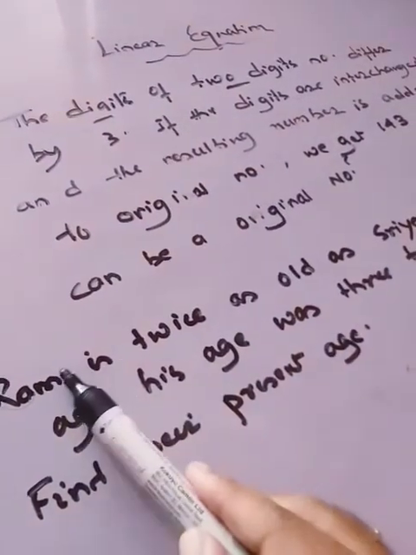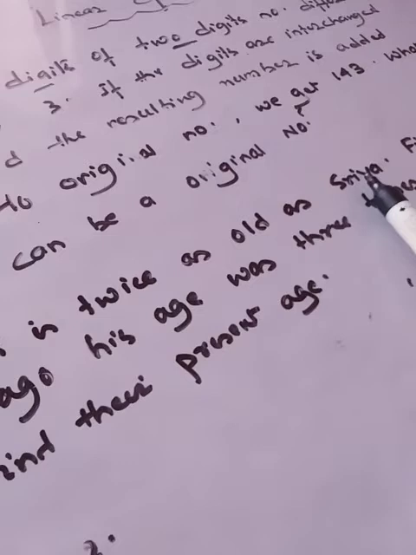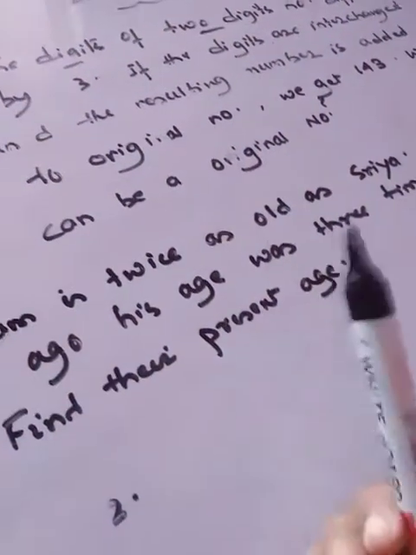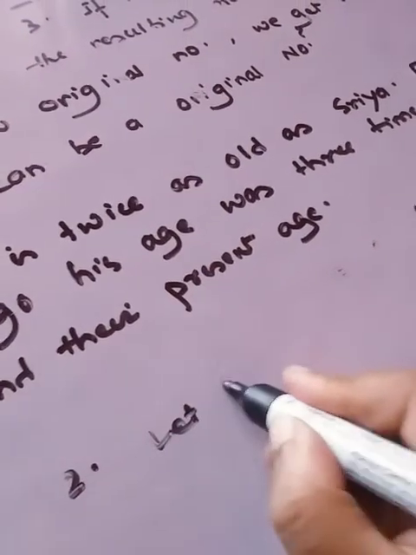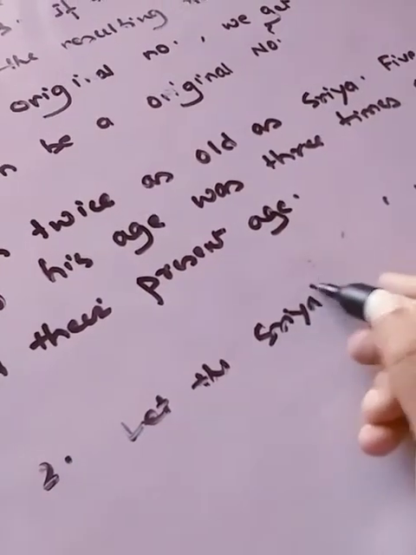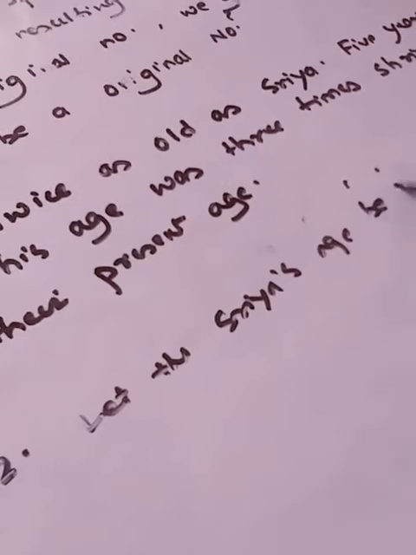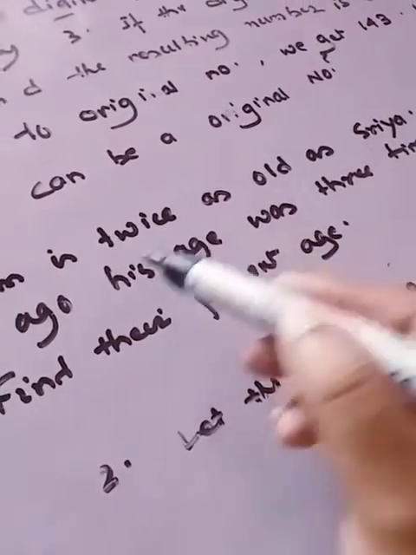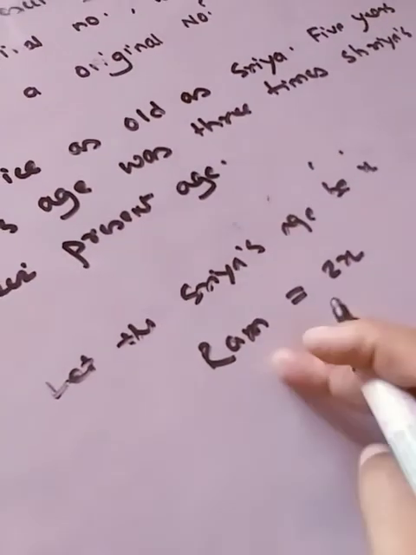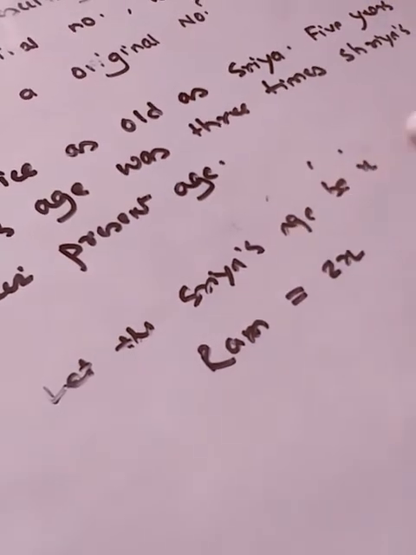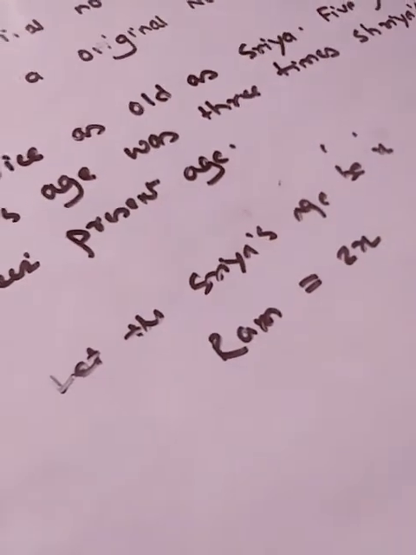So Ram is twice as old as Shreya. So Shreya's age is compared with Ram. So unless you are aware of Shreya's age, you cannot find out Ram's age. So the first thing that you will do is to get Shreya's age. So let Shreya's age be x. Now Ram is how many times older than Shreya? Twice as old. Twice as old means 2x. That means if Shreya is 10 years old, Ram would be 20 years old. If Shreya is 6 years old, Ram is 12 years old. Okay, this is the relation between the ages of Ram and Shreya.